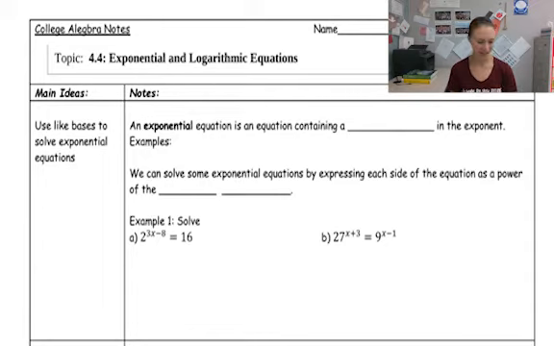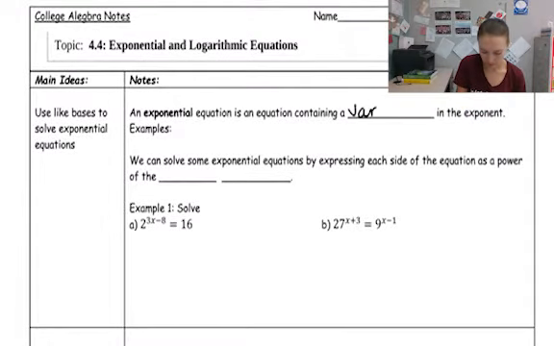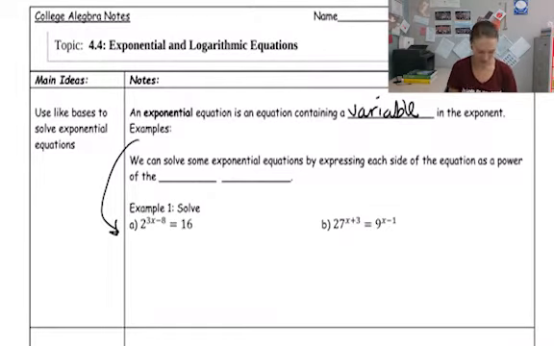Class, today we're going to be talking about section 4.4, which is solving exponential and logarithmic equations. So just a couple review pieces from our last lesson when we talked about exponential functions. An exponential equation is an equation containing a variable in the exponent. So we talked about exponential functions have variables in the exponent. This is kind of the same idea. You can see examples all the way through these notes here.